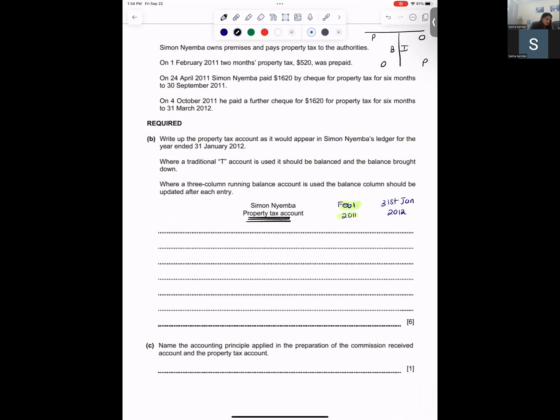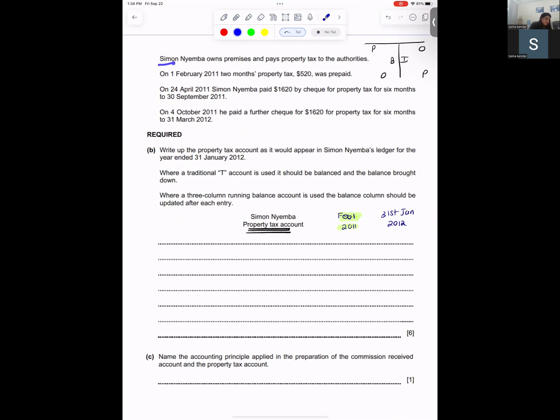This is my first date, 2011, Feb 1. Last date is 31st of January 2012. So Simon owns premises and he pays property tax to the authorities. On the 1st of February, 2 months property tax was prepaid on the first date. Prepaid on the first date would come on the debit side. So prepaid on the first date, 2011, Feb 1 is my first date. Prepaid balance brought down 520.